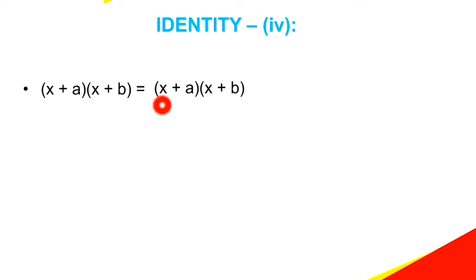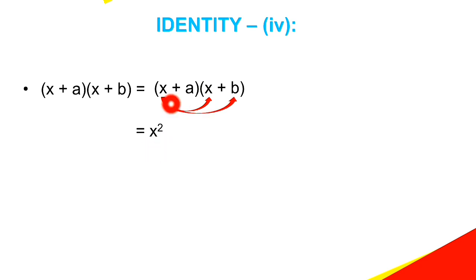Identity 4. What is identity 4? (X plus A) into (X plus B) is equal to the same. I am going to write (X plus A) into (X plus B). Now see, X into X, what can we get? Right, that is X square. According to the identities, A power M into A power N is equal to A power M plus N. Means X power 1, X power 1. 1 plus 1, what can we get? 2. So that's why X square.